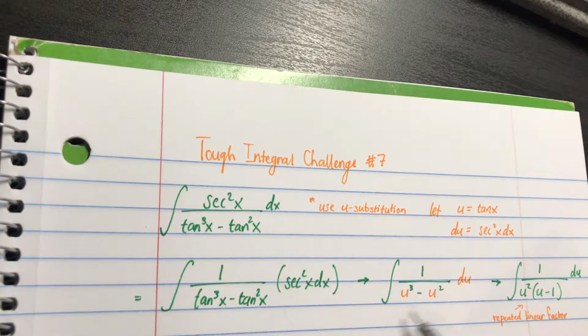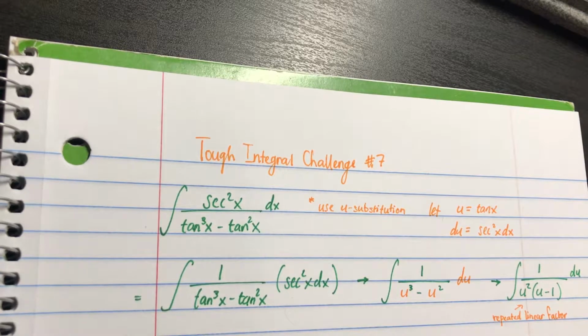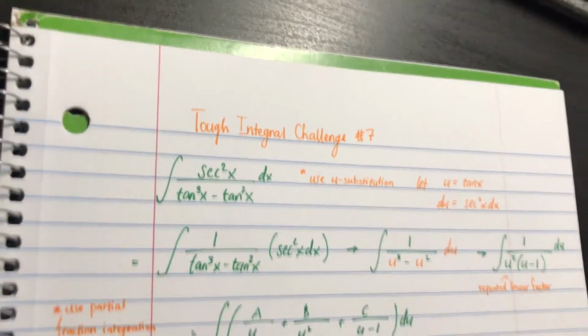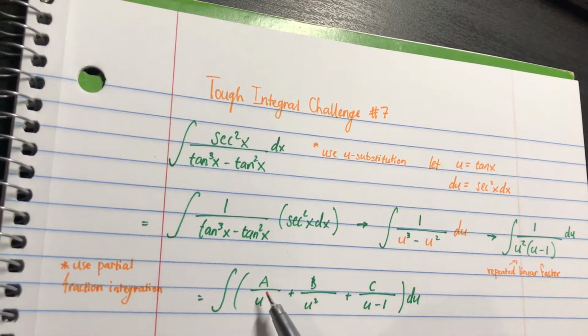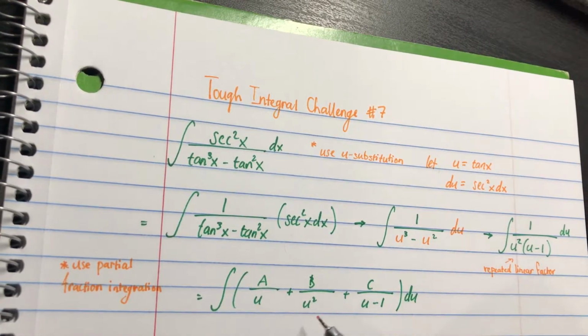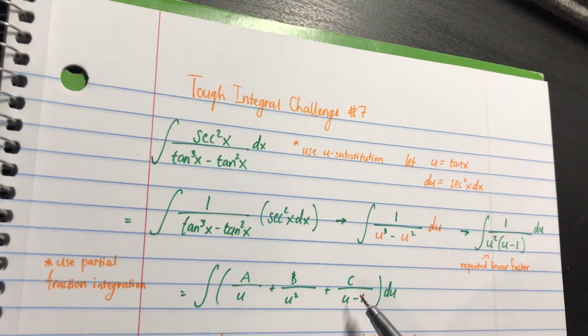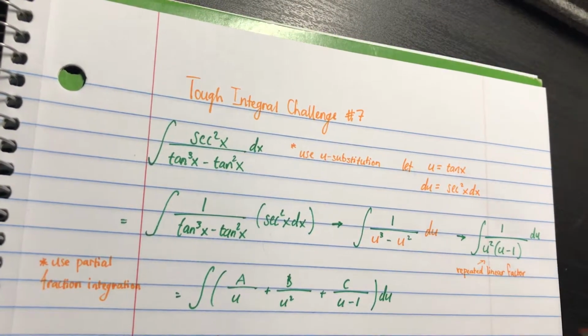What we're going to do next is simplify the denominator by pulling out a u squared, and what we're left with is the integral of 1 over u squared times u minus 1, and it is at this point that we know we're going to have to use partial fraction integration. We also have to keep in mind that we have a repeated linear factor, which is u squared. So we'll go ahead and set up our partial fraction integration, and what we have is the integral of a over u plus b over u squared plus c over u minus 1 du.